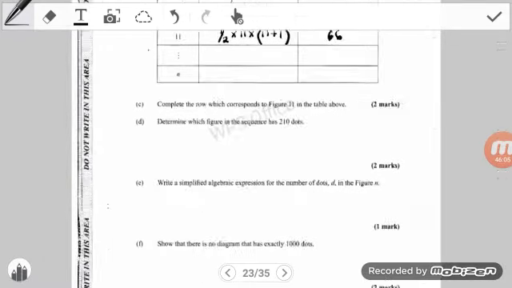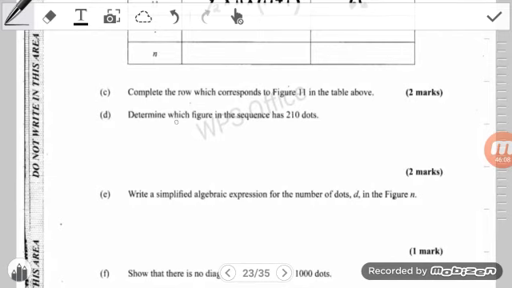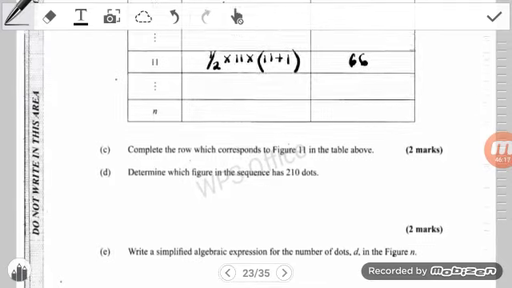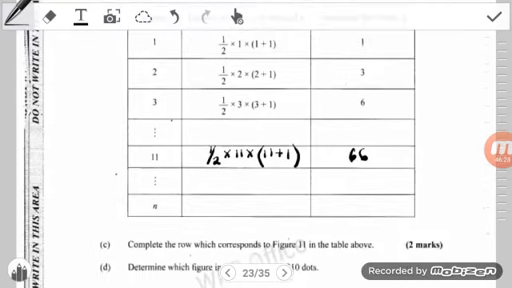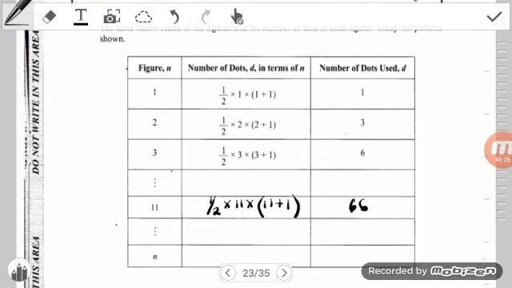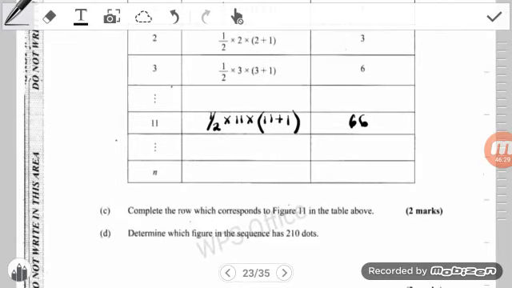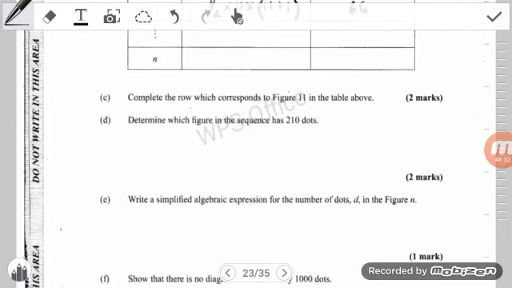Alright, so for 2 more marks, we are to determine which figure in the sequence has 210 dots. 210 dots, 2 marks. So we have an equation. We're looking for the figure, so we're looking for n. So our unknown variable here is going to be n. So we know that it's going to be half multiplied by the figure that we're looking at, multiplied by open bracket the figure that we're looking at, plus 1. And whatever this figure is going to be equal to 210.